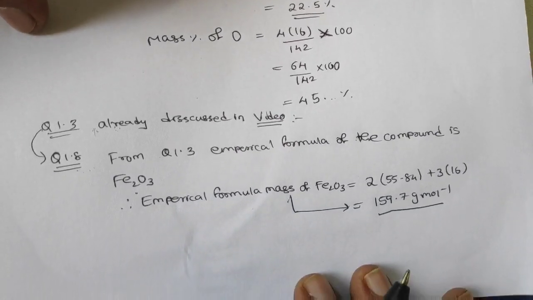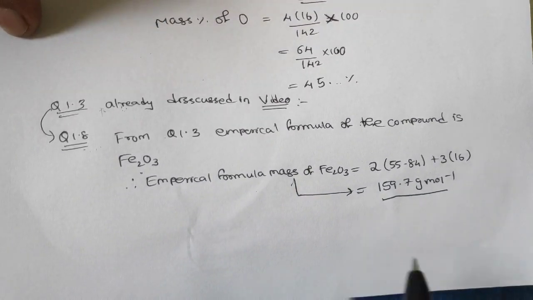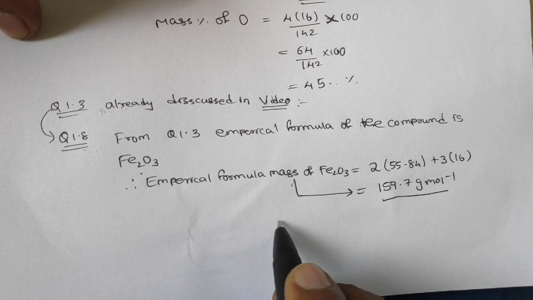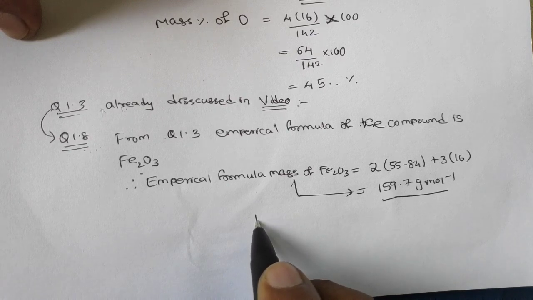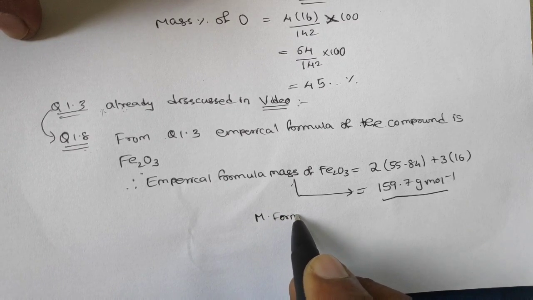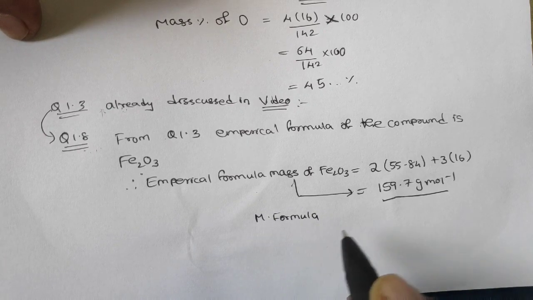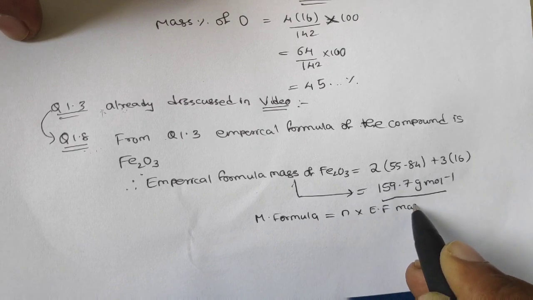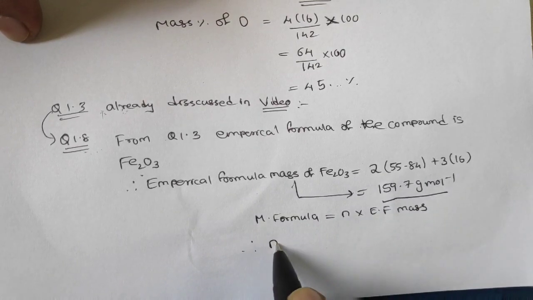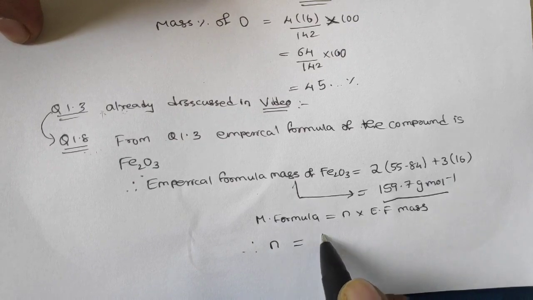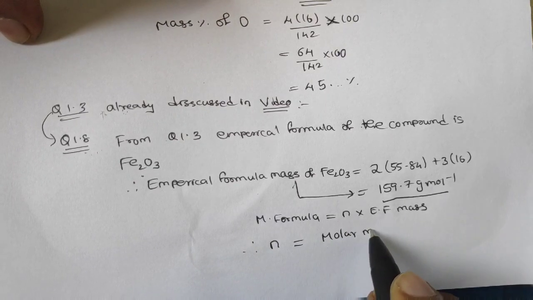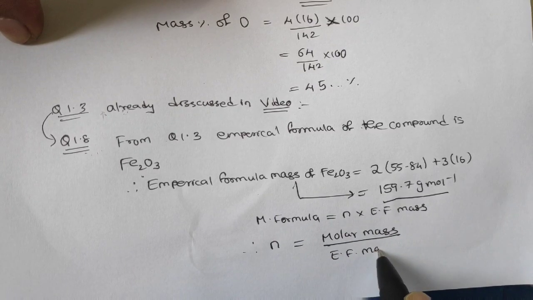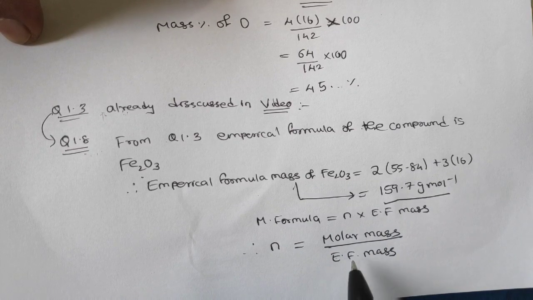Now suppose you want to calculate the molecular formula. For the molecular formula we require N. Why? Because the molecular formula, this M means molecular formula, is equal to N into empirical formula mass. So N is equal to the molar mass, that is the molecular formula mass, divided by the empirical formula mass. Is it clear? That is for N.